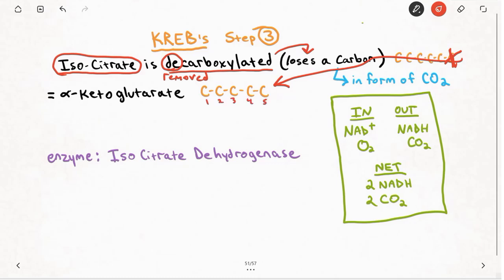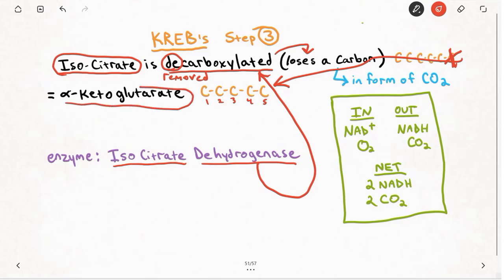And the enzyme used to turn isocitrate into alpha ketoglutarate is isocitrate dehydrogenase, because the dehydrogenase indicates that it is decarboxylated, or it has had a carbon taken off of the chain. So we're 1 carbon short now. We have 1, 2, 3, 4, 5 carbons in this chain for alpha ketoglutarate.